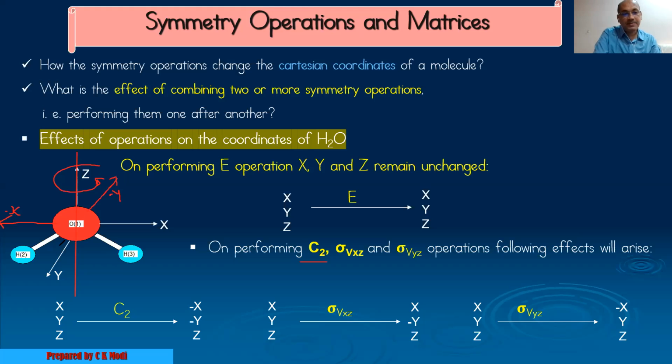X becomes minus x, y becomes minus y. However, z is situated on the C2 axis, therefore its position remains as it is. So the point x should move to the opposite direction after performing the cyclic operation. So x becomes minus x, y becomes minus y, however z becomes z. So look at this: x, y, z Cartesian coordinates after performing C2 operations.